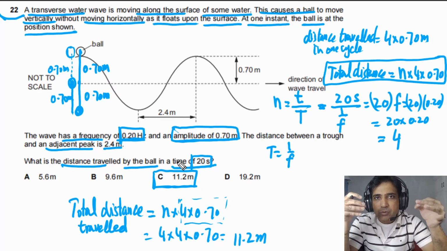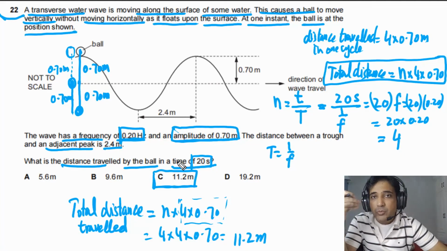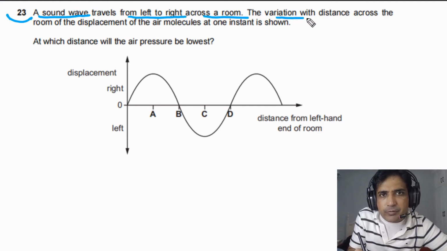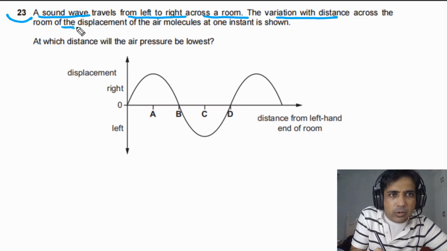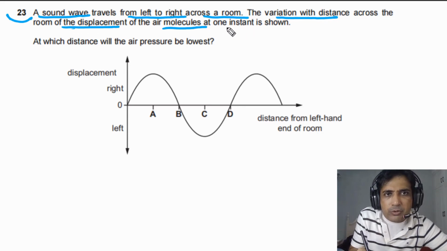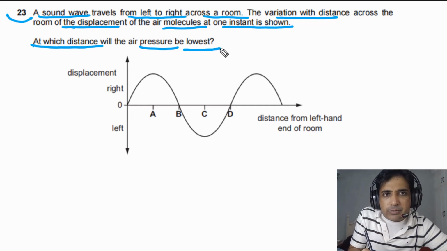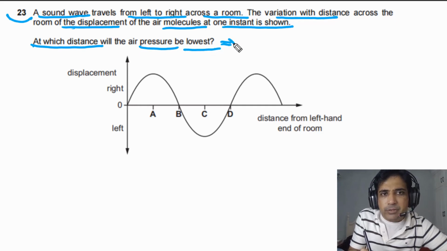From this question, you need to take away concepts and how to apply this concept next time to answer other questions. So that is the best way how you can improve yourself. For this question, it is given to us a sound wave travels from left to right across a room. The variation with distance across the room of the displacement of the air molecules at one instant is shown. We need to find out at which distance air pressure will be the lowest. Air pressure will be lowest at rarefaction.